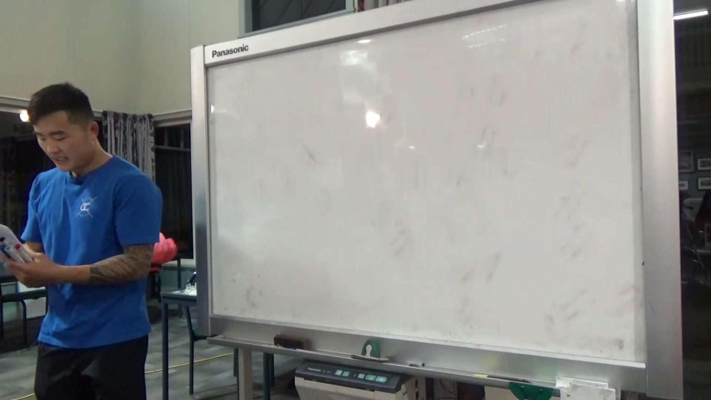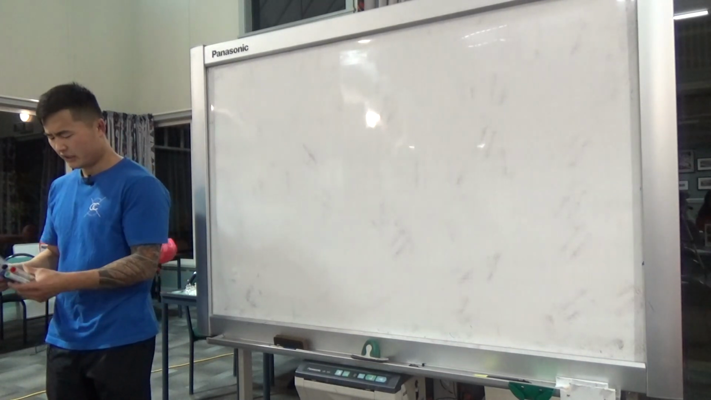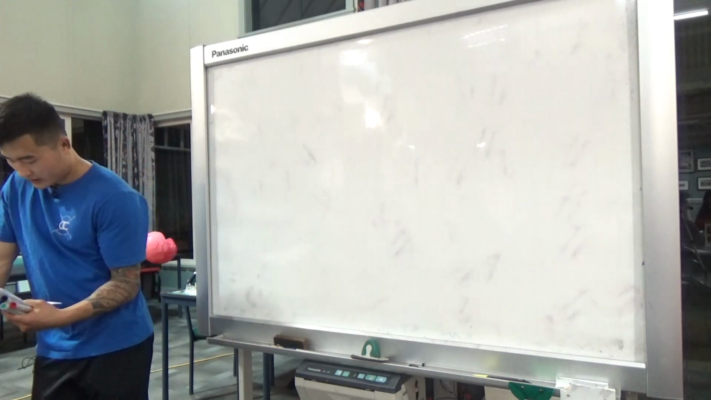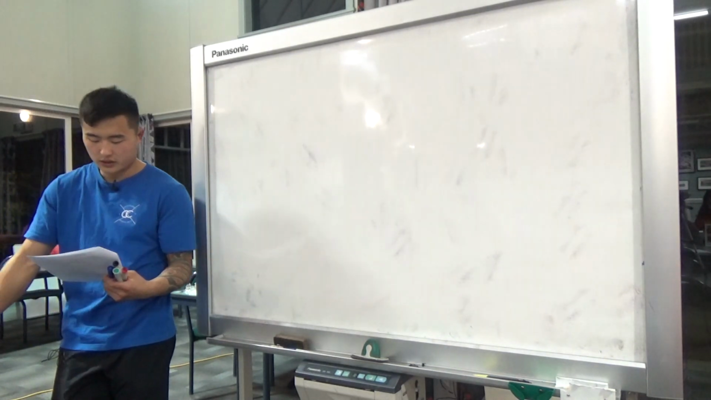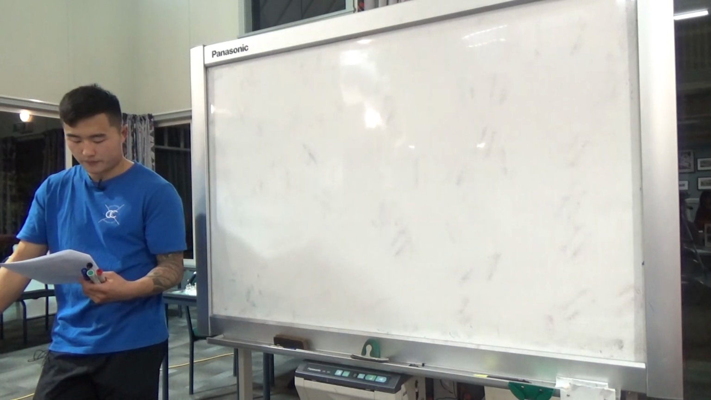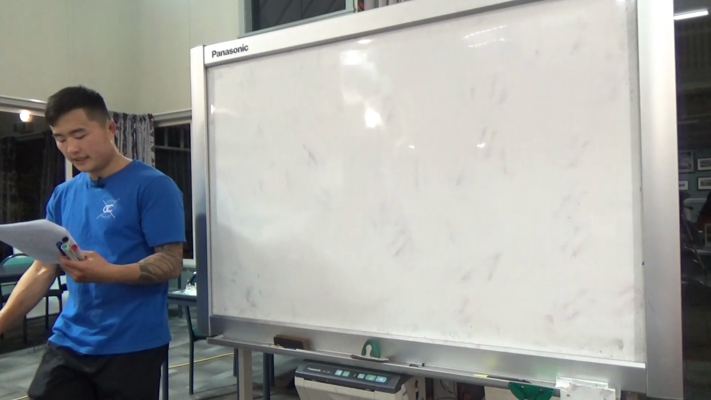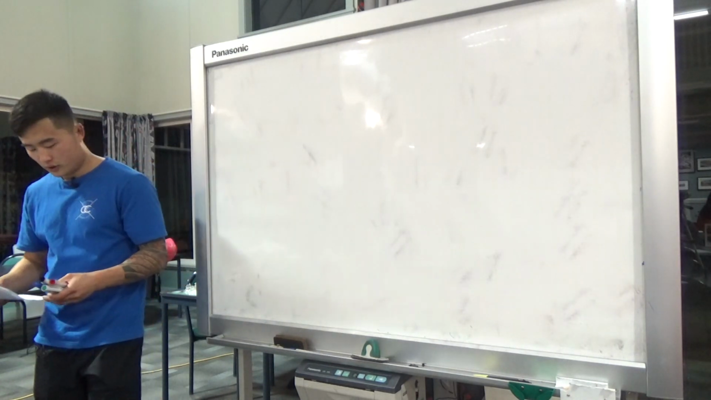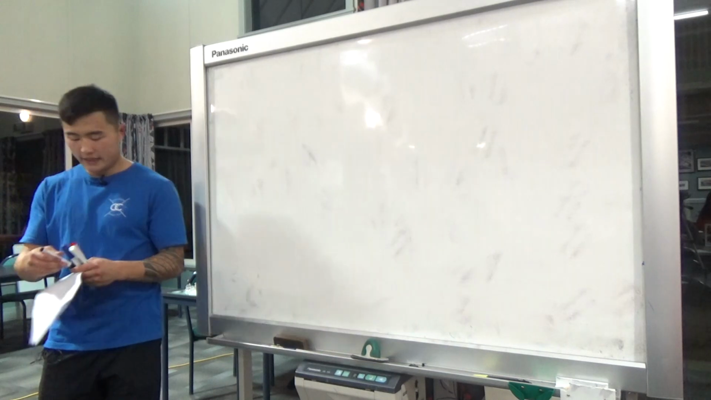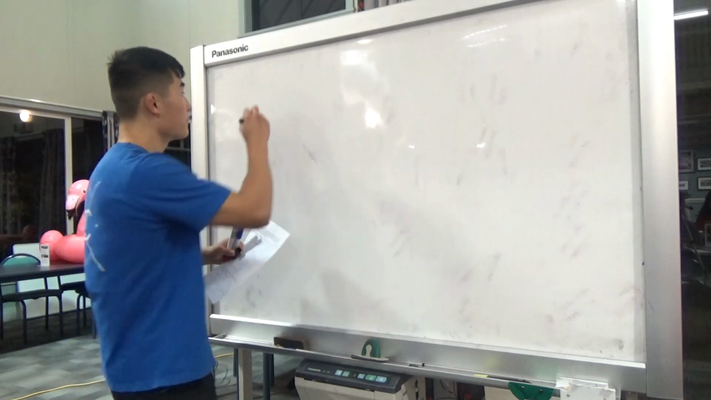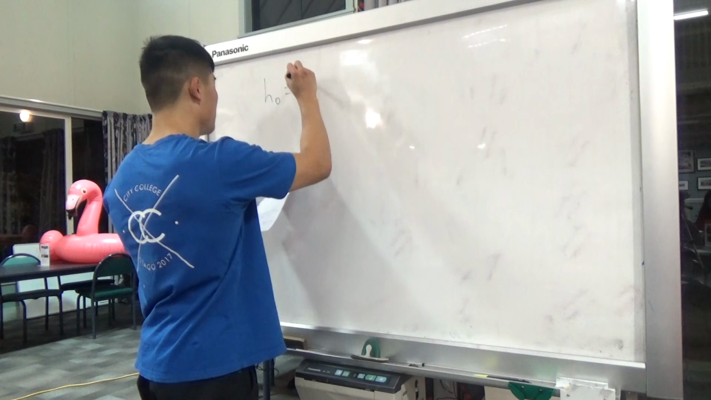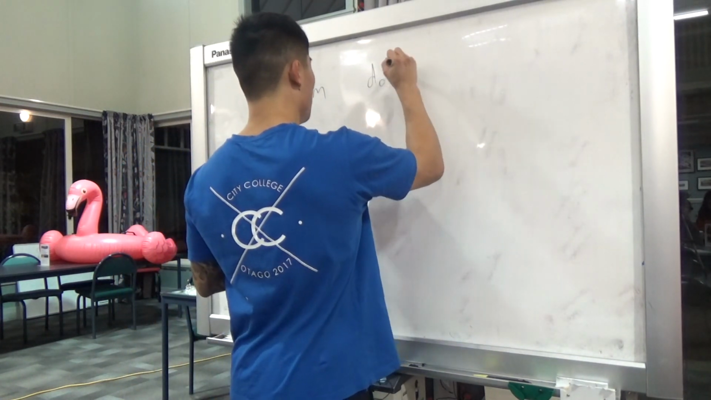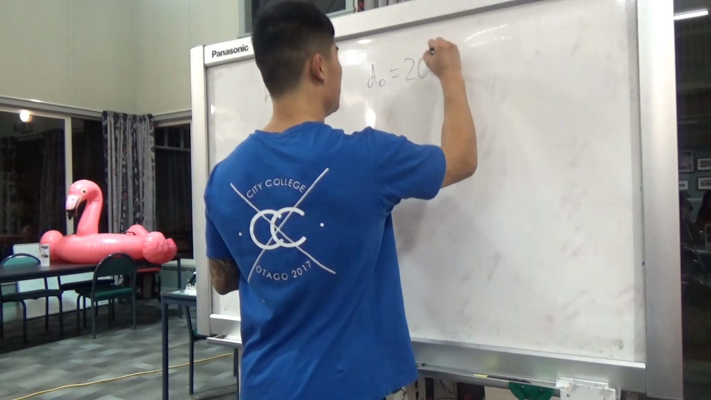Right, so then number 8, we have a 3 meter high object which is placed 200 meters from your eye. What is the size of the image of this object on your retina? And assume that the lens to retina distance is 2 centimeters. So first of all, we have the height of the object, that's 3 meters. And then the distance of the object is equal to 200 meters.